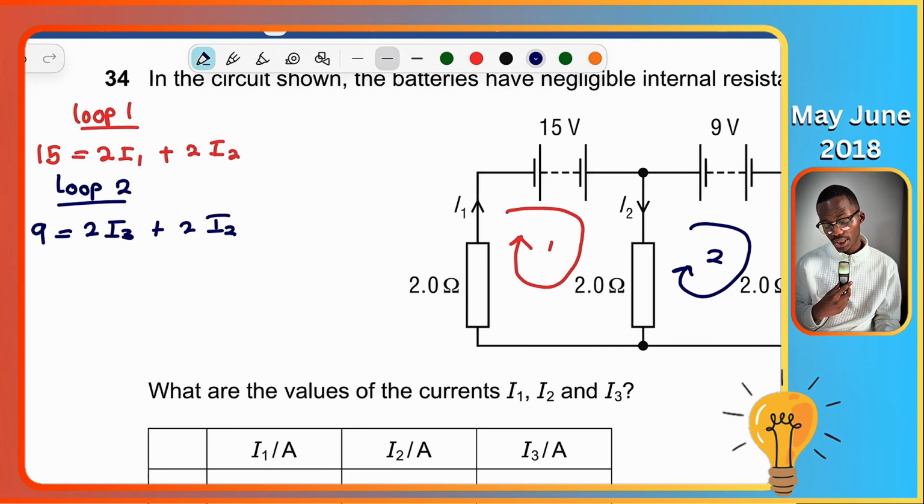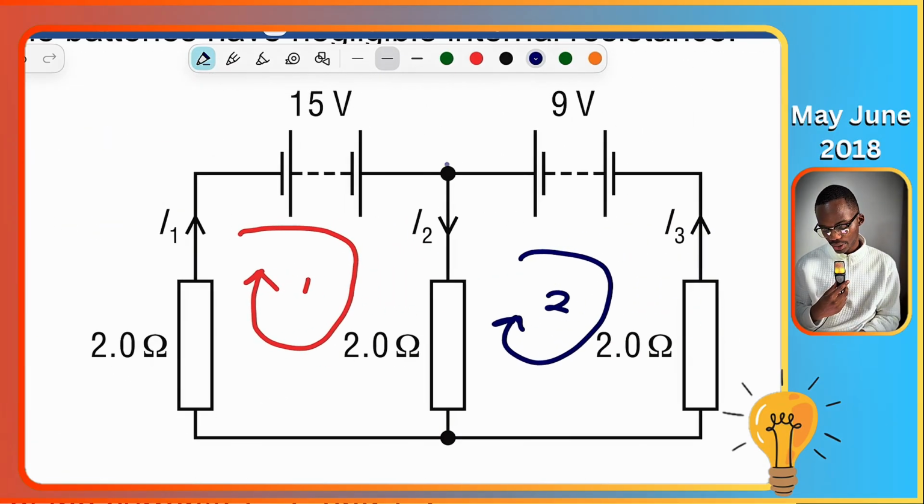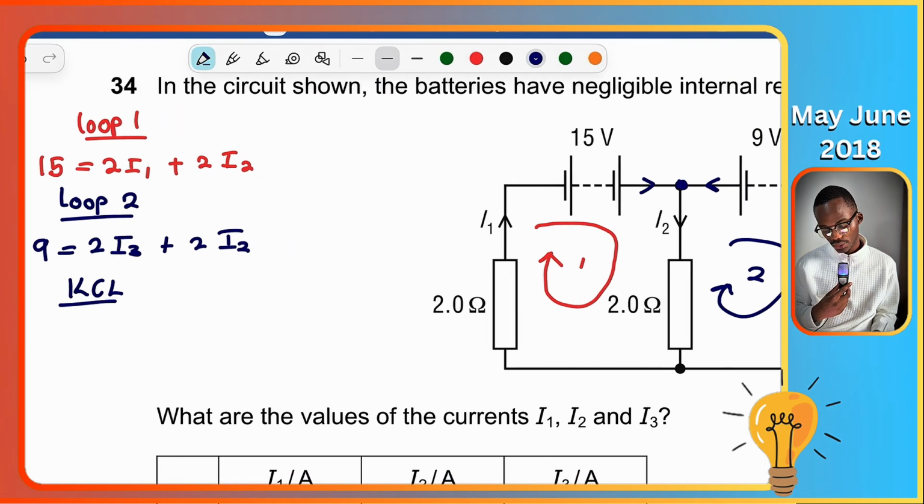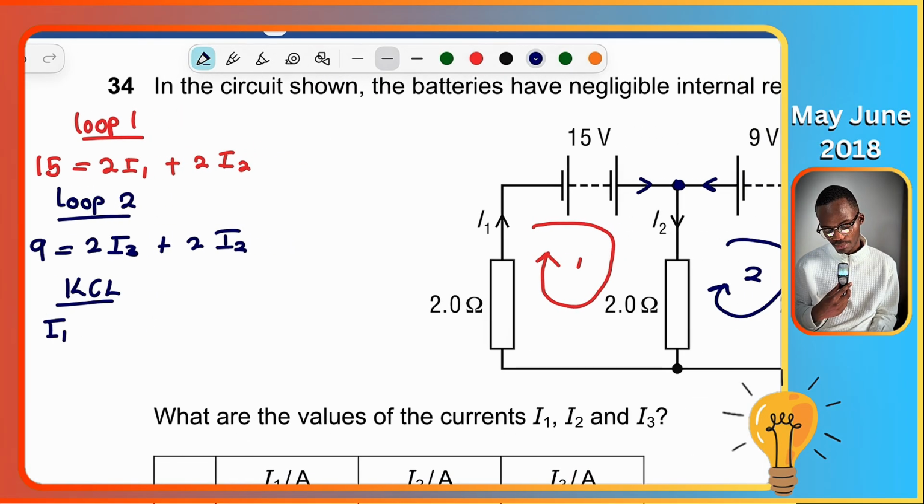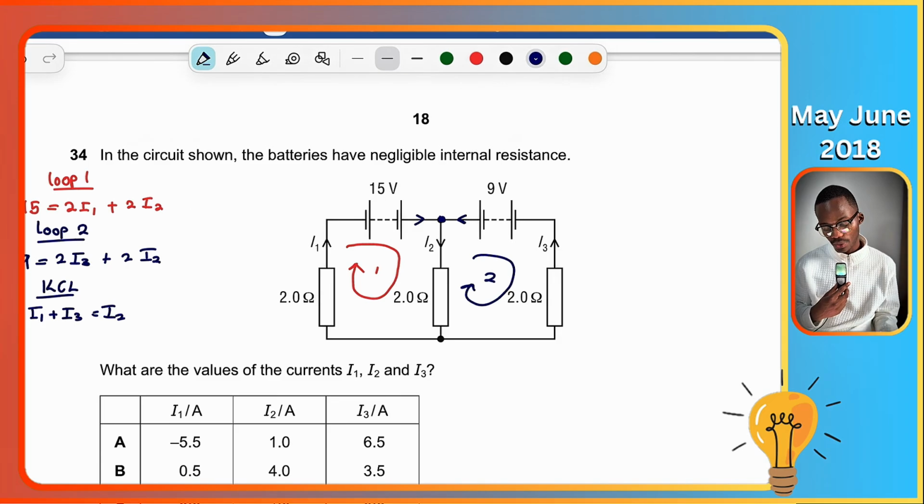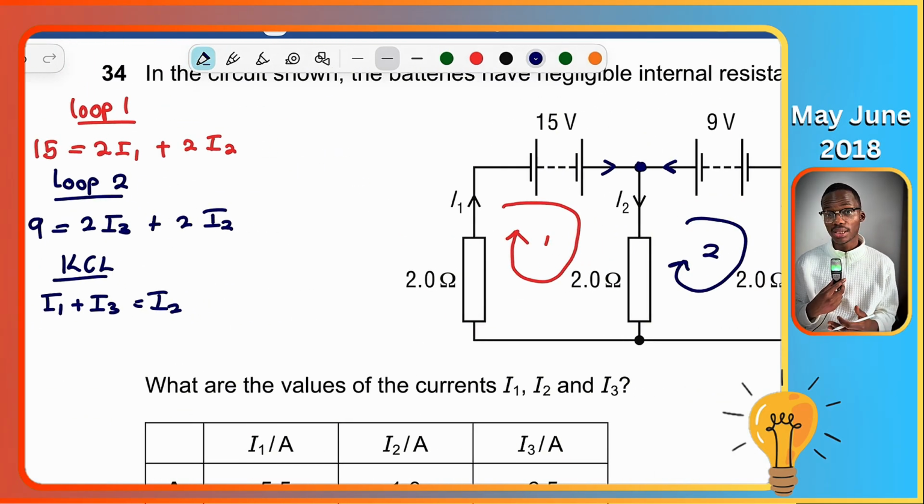But you're going to see that these two equations are not enough because they don't really help me a lot. But if I look at this point, I have I3 coming in like this, I1 coming in like this, but going out is I2. So from Kirchhoff's current law, which is the first law, I1 plus I3 should give me I2. Straightforward, right? Okay, so you have three equations that you can play around with. And if you play around with these three equations, you're going to find the answer.